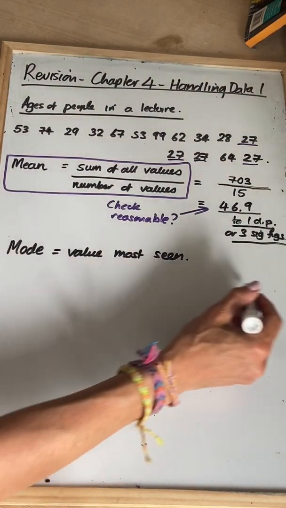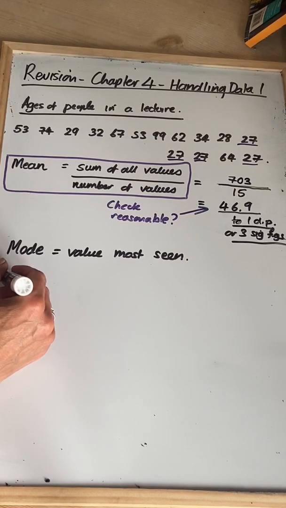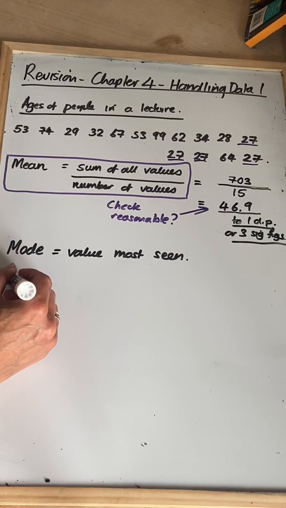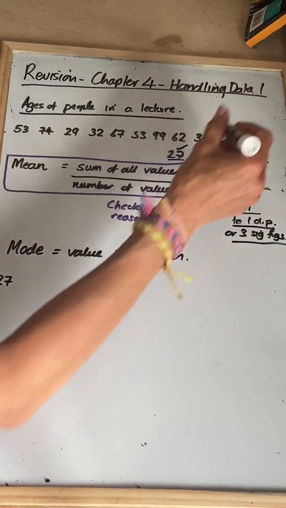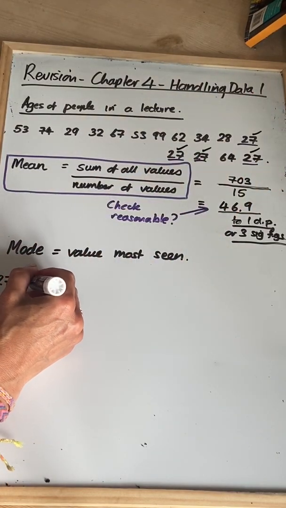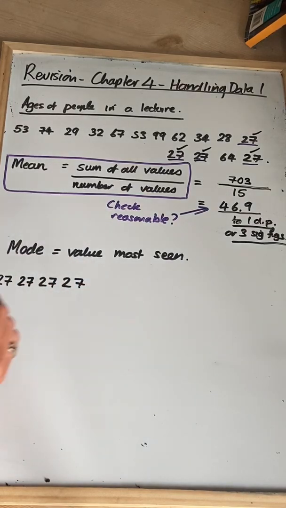So I'm going to try and fit it all across my board here, and I'm going to write it in order, and as I do it, I'm going to tick off my data so that I don't miss any. So I've got a 27, 27, 27, and 27. So I've got 4 of them. 1, 2, 3, 4 27s. Okay, just going to put little commas next to them so you can see where each one finishes.